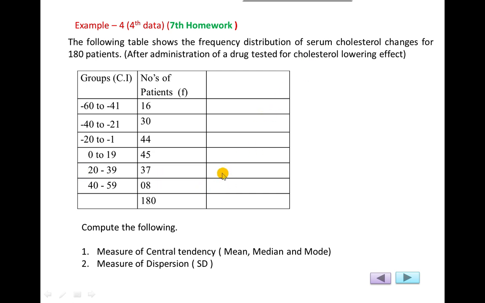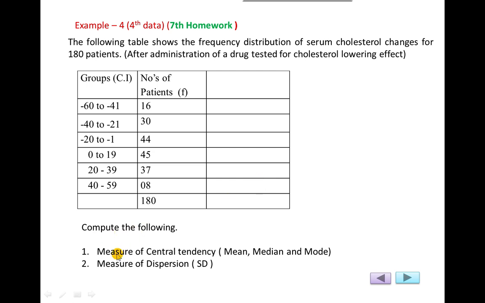And other columns are the same. For midpoint, add both values: minus 60 plus minus 41 will be minus 101, divided by 2 will be minus 50.5. Okay, so we will consider the negative sign for the midpoint. 19 plus 0 will be 19, divided by 2 is equal to 9.5, and so on.